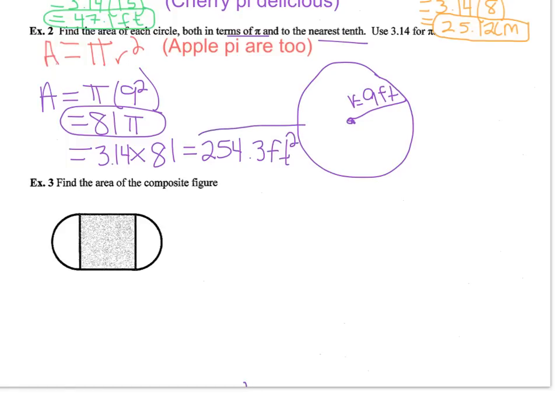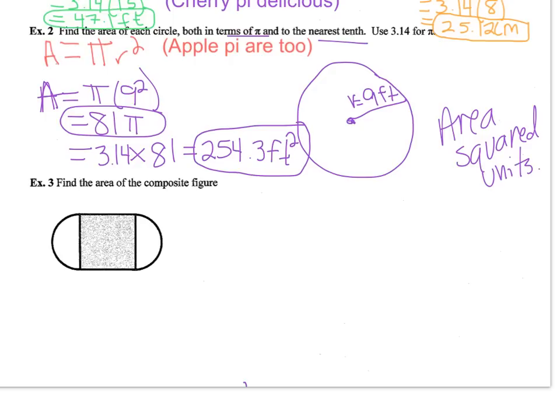squared. So we're back to squaring things because we solved for area: area is in squared units. There's no squaring for circumference, but we do square our units for the area.